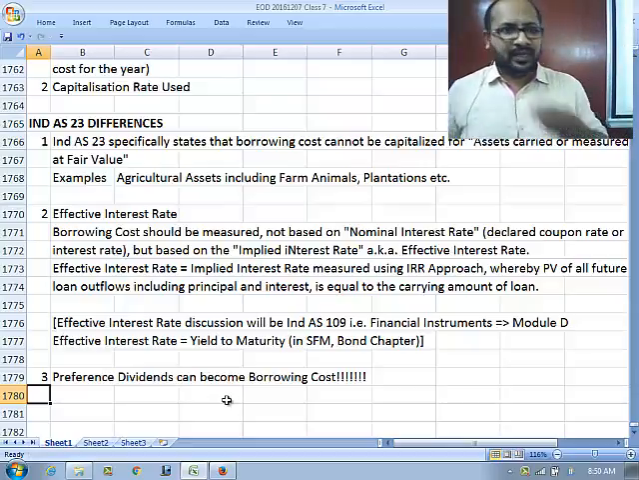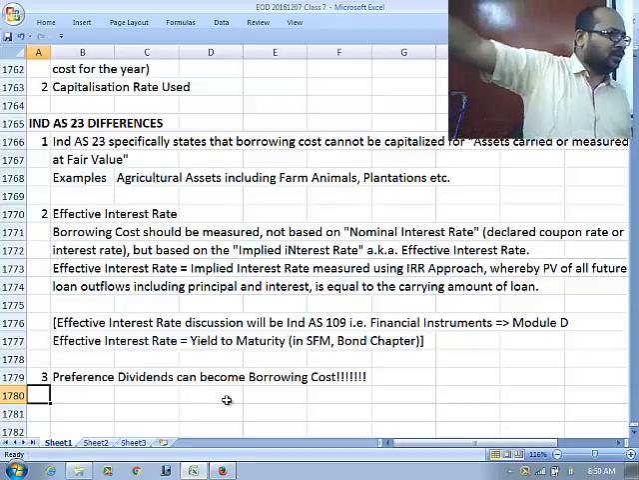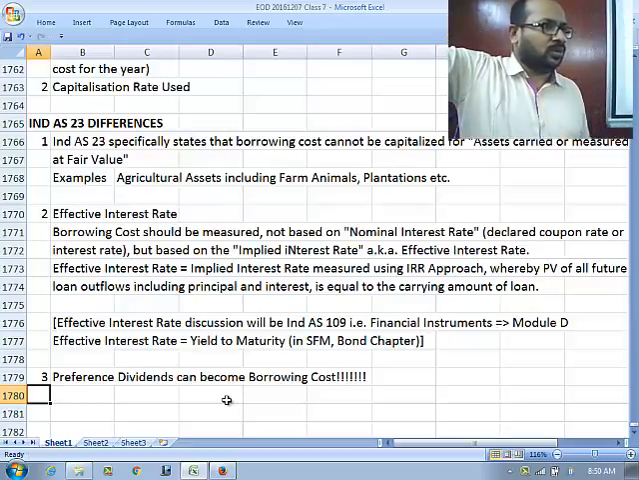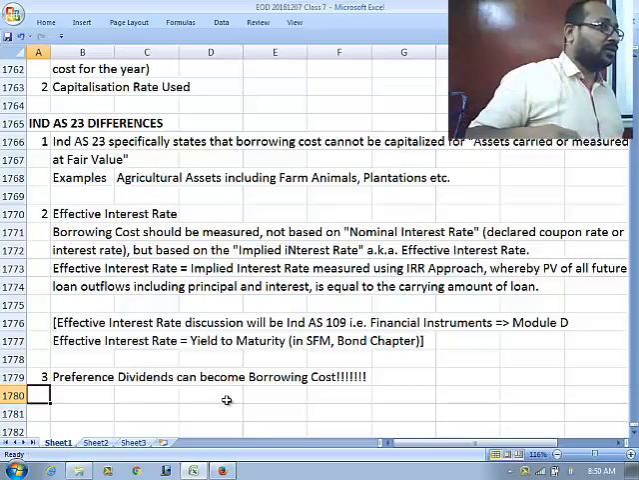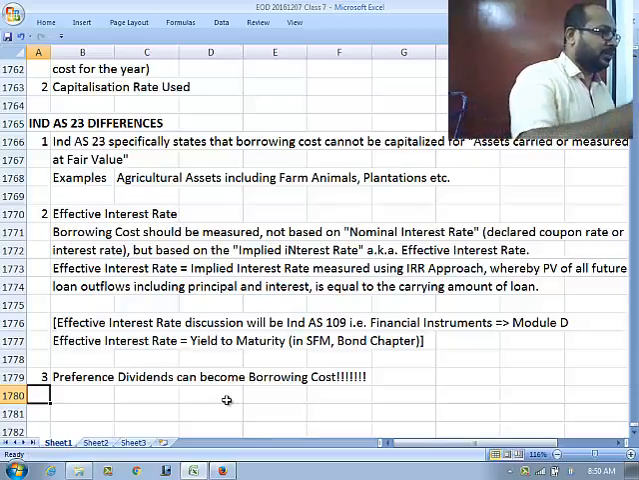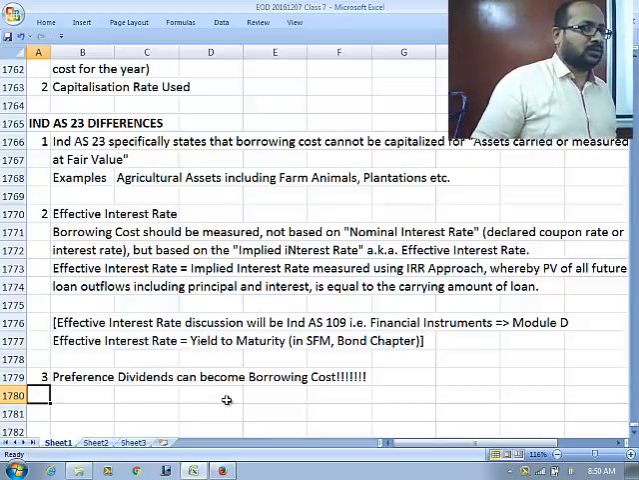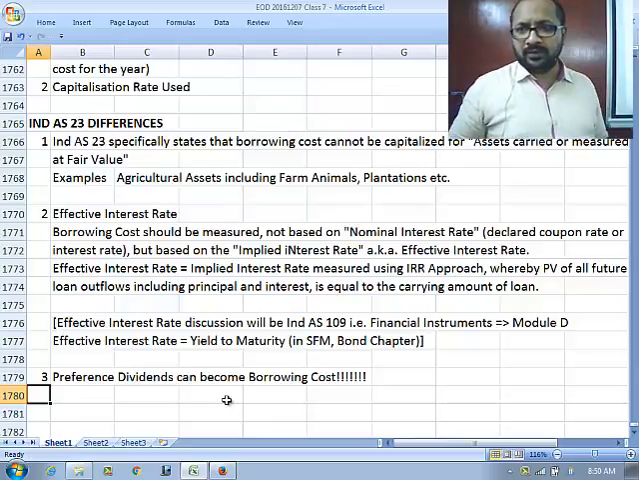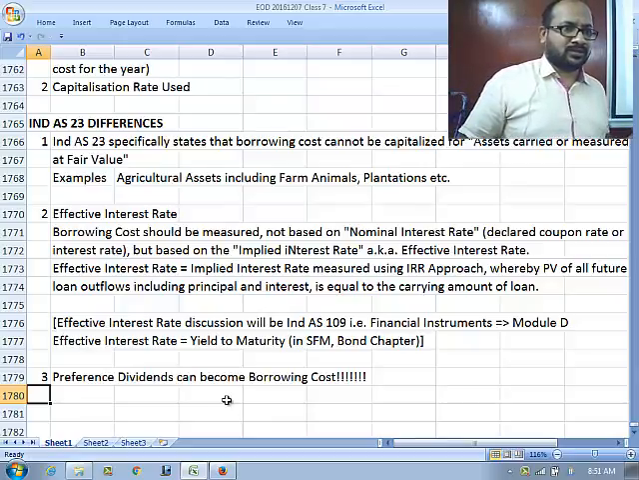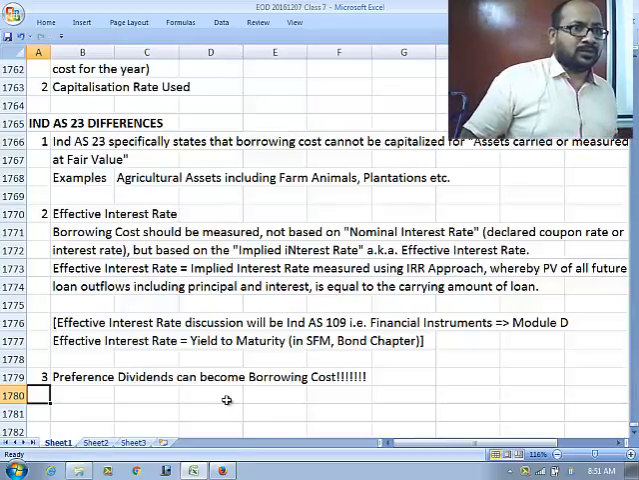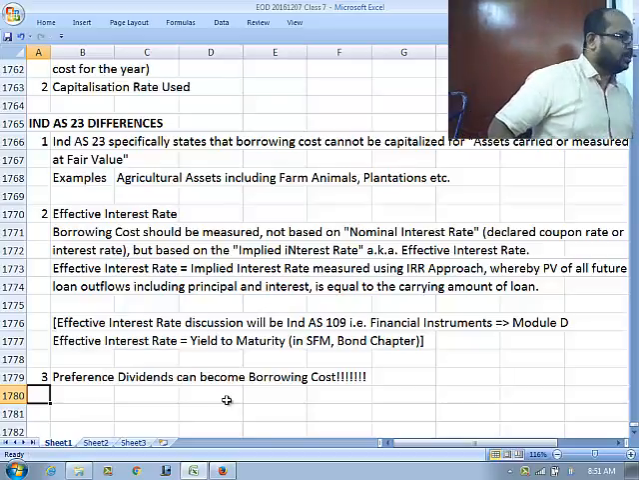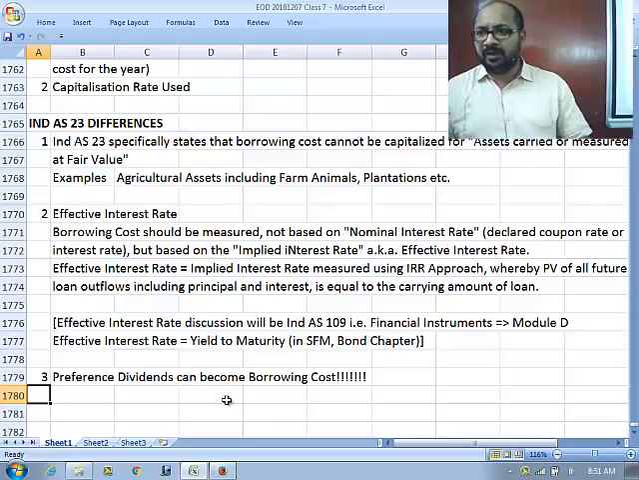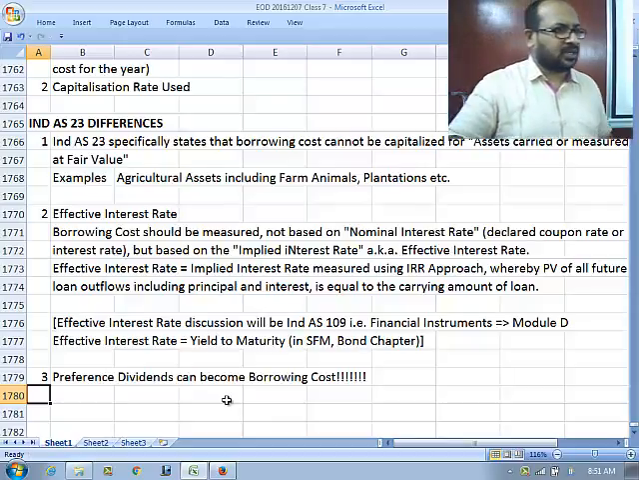Are you clear, guys? I am not sure whether you applied this or not: interest on delayed payment of advance tax. You are supposed to include that as part of borrowing cost. That's what your guidance is all about. So get to know that. The taxation treatment as expense, we don't care. It is still to be treated only as part of your borrowing cost.